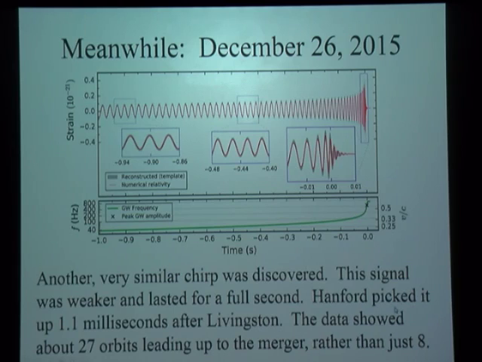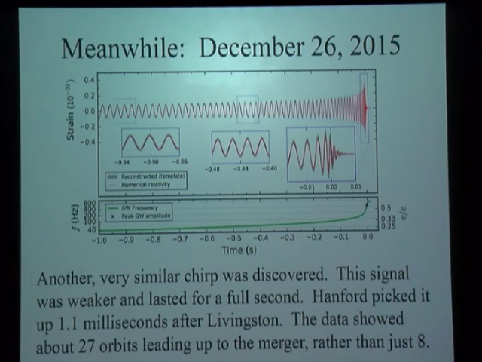Hanford picked it up just 1.1 milliseconds after Livingston. And this is an interesting signal. You can see, in this case, we've got a full 27 orbits leading up to the merger. The other one has, depending on how you want to count it, maybe 7 or 8 orbits. We count the last 7 or 8 orbits before these things splashed into each other. Now, why would that be? This is a weaker signal, and yet we were able to see it longer.